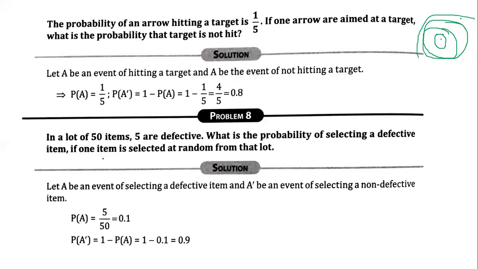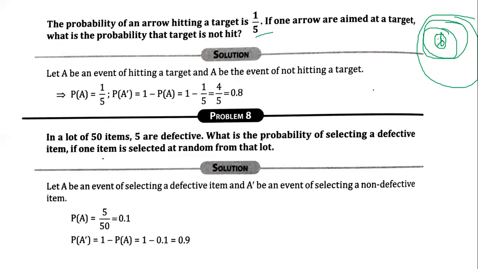Concentric circles. Now they'll have to shoot at the center dot. If you shoot at the center dot, that means you're so accurate. That is what they are saying. So that point is known as the target. Now they're saying the probability of hitting the target is 1 by 5. Okay, but what is the question?